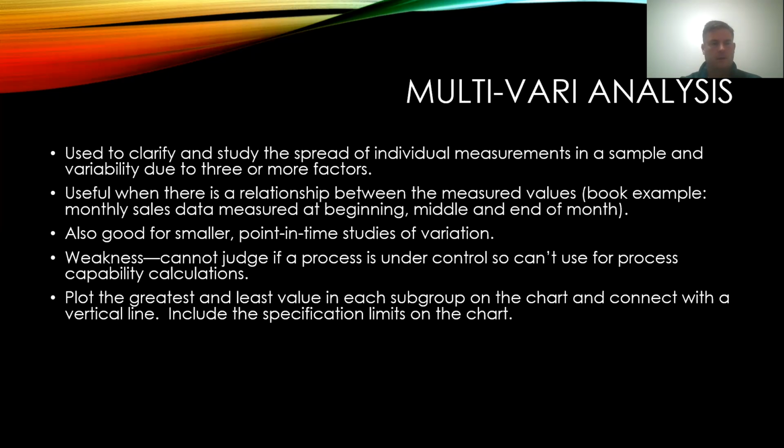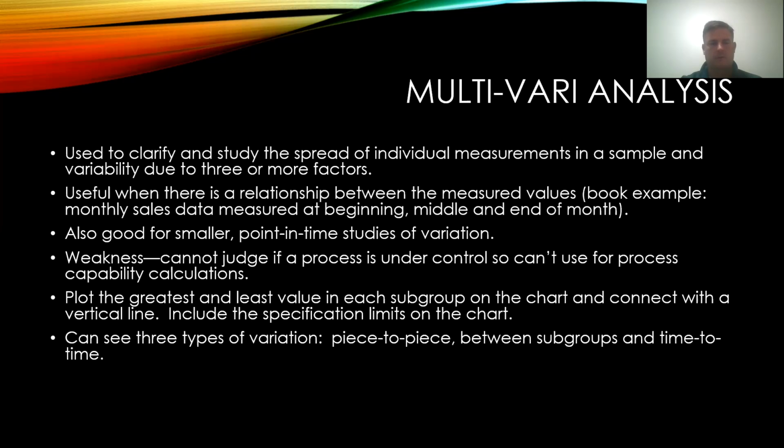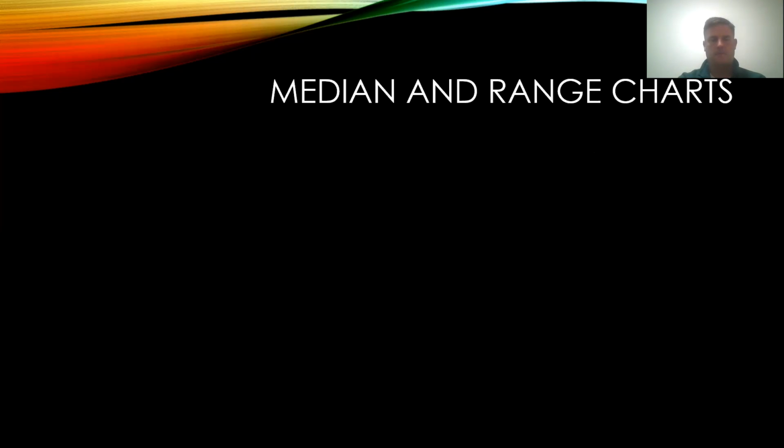In this one though, you would plot the greatest and the least value in each subgroup on the chart and connect with a vertical line. And then include the specification limits on the chart themselves. You can see the 3 types of variation: piece to piece, between subgroups, and time to time. Again, that one is Figure 8.7 on page 269.